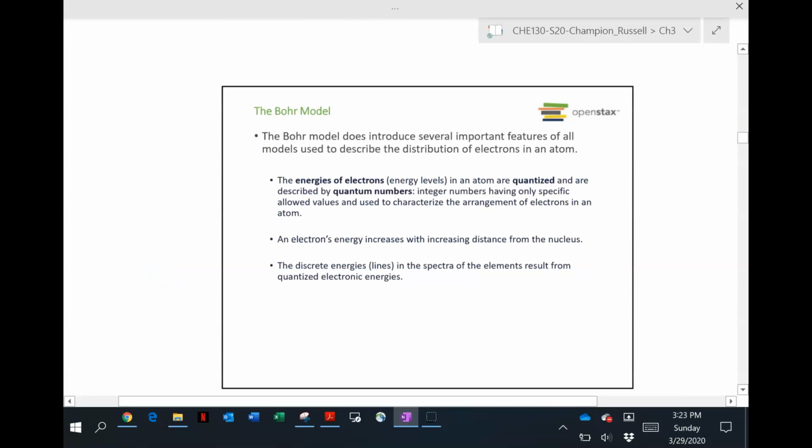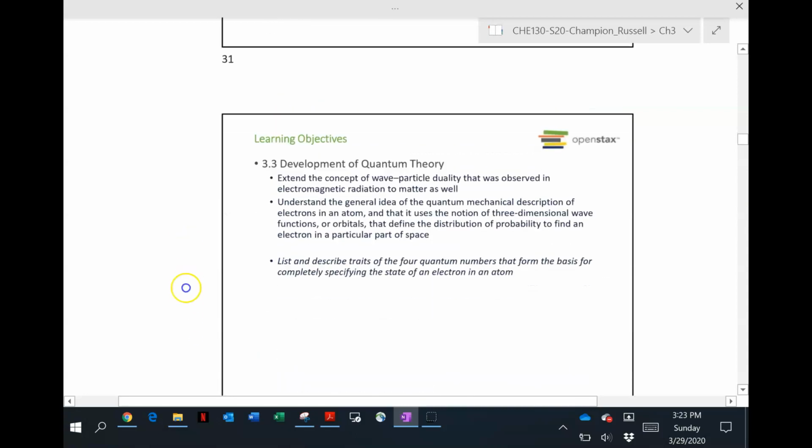So this led again to the quantum mechanics thing. We see here that we've got quantized energy levels. We describe them with quantum numbers. The quantum numbers are integers, that means like 1, 2, 3, 4, 5, not 1.1 or so on. And those numbers are important in terms of telling us about the energy. The bigger that number is, the further the electron is from the nucleus, and the higher its energy level. And then we're able to explain the spectra based on those quantized energies. So again, a bunch of really important ideas that came out of the Bohr model.